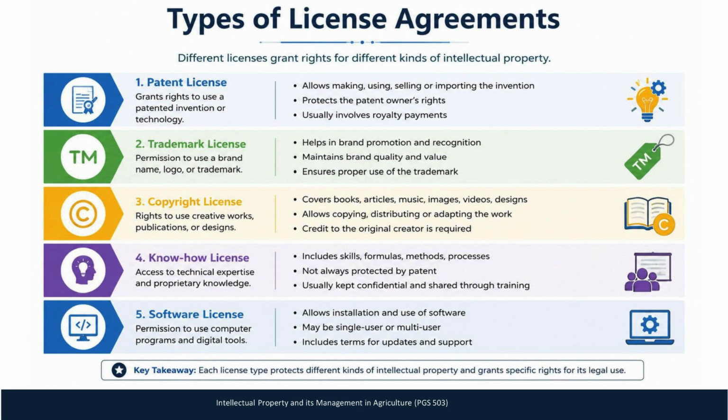Let's move to types of license agreements. If you observe the illustration, there are 5 main types. The first type is patent license. Grants rights to use a patented invention or technology. It allows making, using, selling, or importing the invention, protects the patent owner's rights, and usually involves royalty payments.